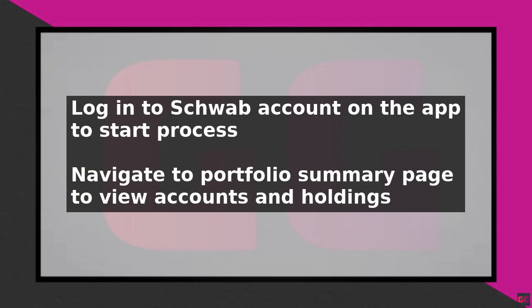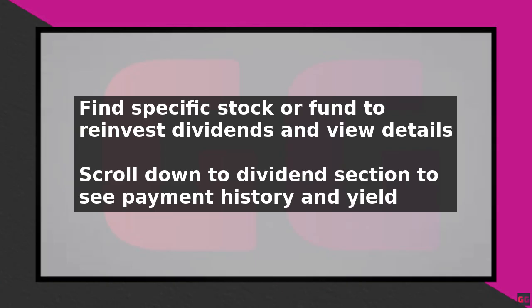Once you are logged in, navigate to the Portfolio Summary page where you can view all of your accounts and holdings. Look for the specific stock or fund that you want to reinvest dividends for and click on it to view the Details page. On this page, scroll down to the Dividend section where you can see the dividend payment history and the current dividend yield.